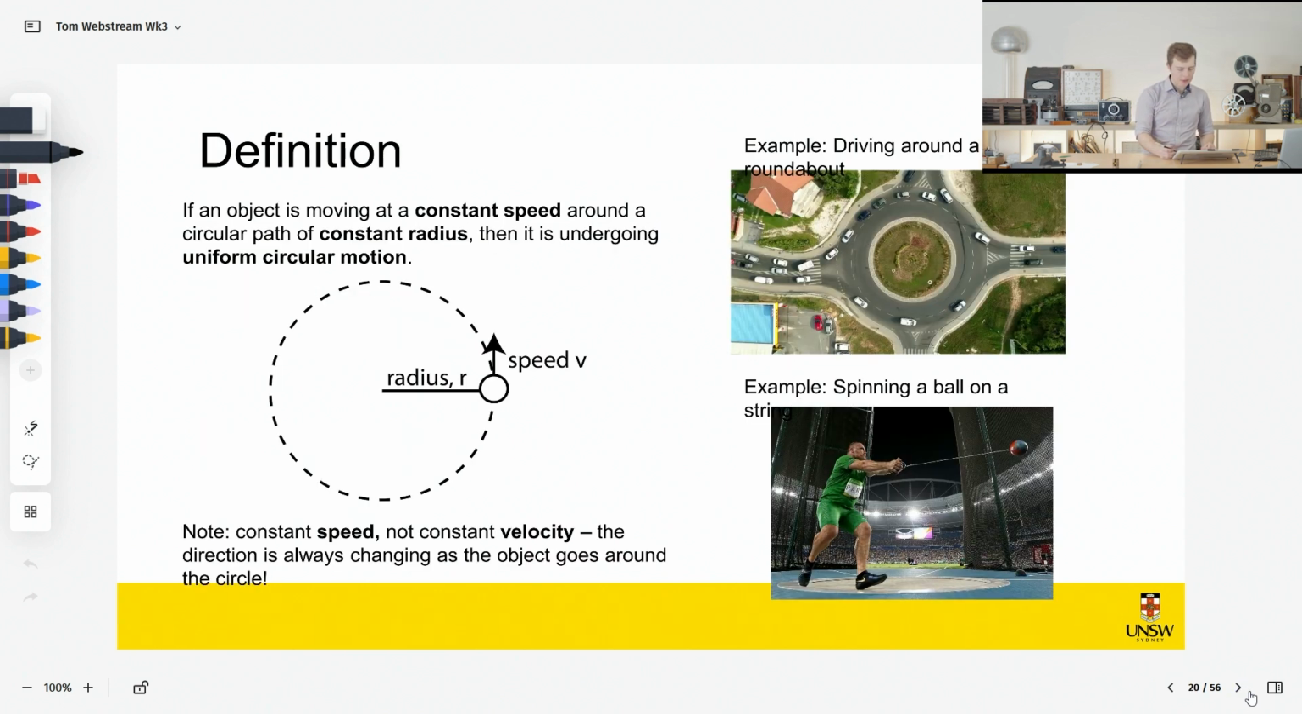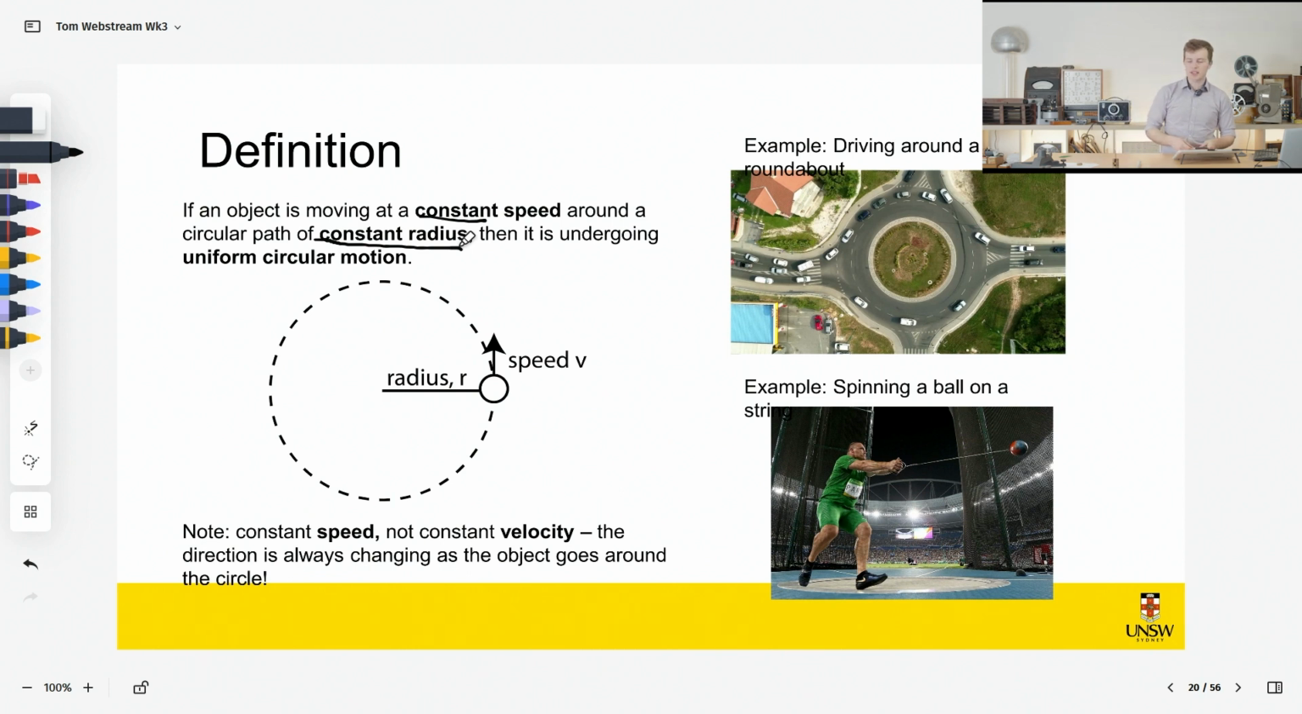So let's talk about uniform circular motion. The definition of it is when an object is moving at a constant speed, that's the uniform, around a circular path of constant radius. So it's a constant circle. Speed is constant and radius is constant. Notice I did not say velocity is constant, because as someone goes around in a circle, their direction changes, and as their direction changes, so too is their velocity changing. So it's not constant velocity, but it is constant speed.